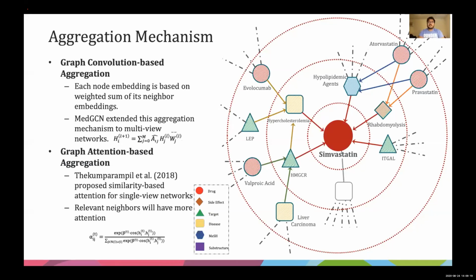In other words, attention alpha ij is obtained by multiplying a trainable scalar parameter beta to the cosine similarity of the embeddings, followed by applying a softmax function. Hence, the nodes should be able to attain relevant information from their heterogeneous neighborhood, filtering out any useless information for predicting association for a given disease.